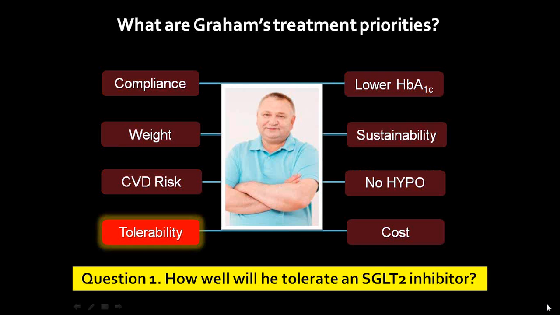So to begin with, and I'll open this up to the panelists to give you some of their experiences, let's think of Graham. And the reason that we want to use one particular agent is not that it works, because all agents work, but we hope this agent is going to be tolerable to Graham, be able to be used by him, and keep being used by him. Because if he doesn't tolerate it, sure as anything, he won't be taking it. So to the panel, what do you think about Graham? How well do you think he'd tolerate an SGLT-2 inhibitor?